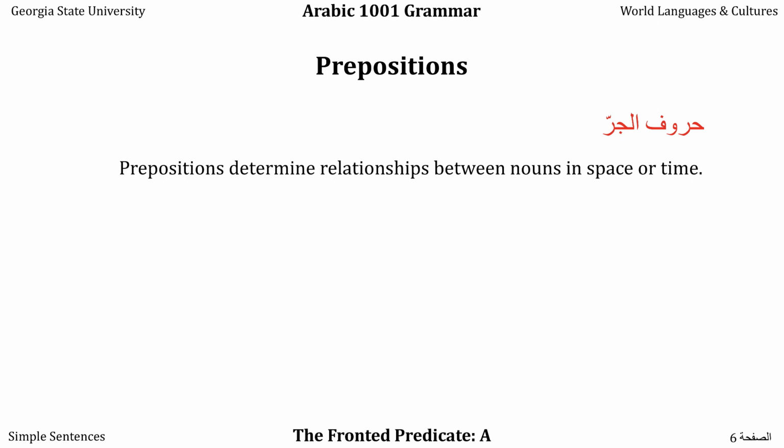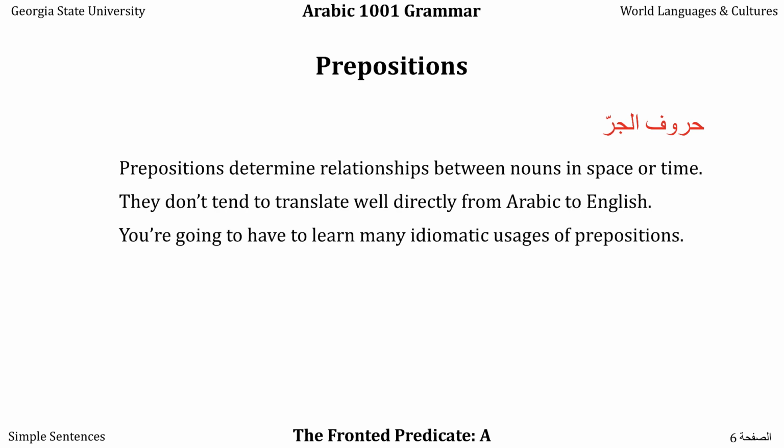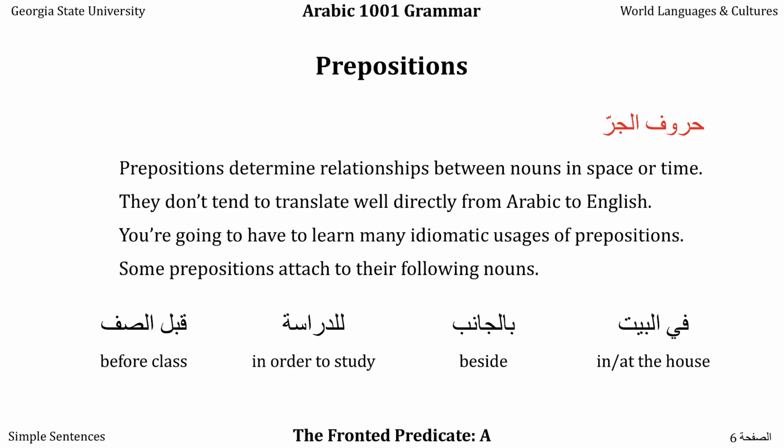Prepositions determine relationships between nouns in space or time. They don't tend to translate well one-to-one from Arabic to English or vice versa. So you're going to have to learn many idiomatic usages of prepositions. Some prepositions attach to their following nouns, like bijanib. So fil bayt, in or at the house or at home. Bijanib, here's the bi at the beginning that attaches to the word al-janib, the side, so beside. Lid dirasa, here the preposition li replaces the alif in the alif lam of ad-dirasa, and qabla as-saf, before class.